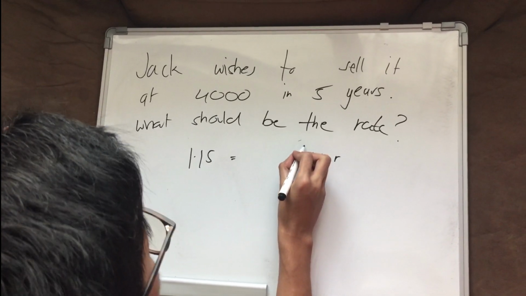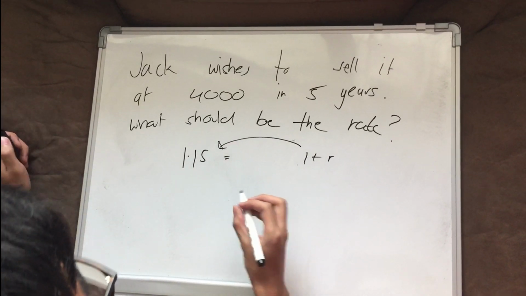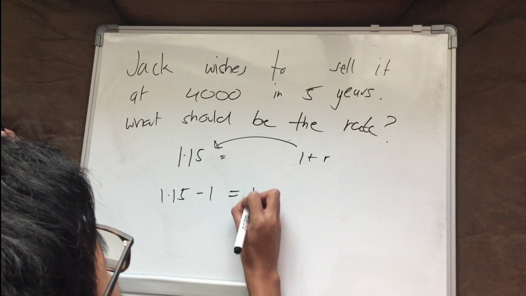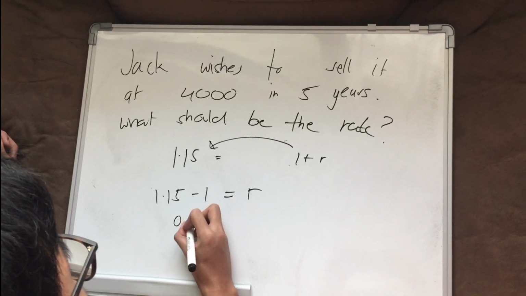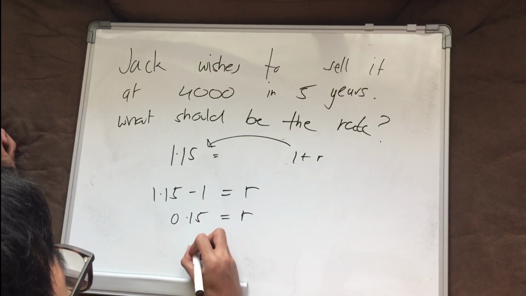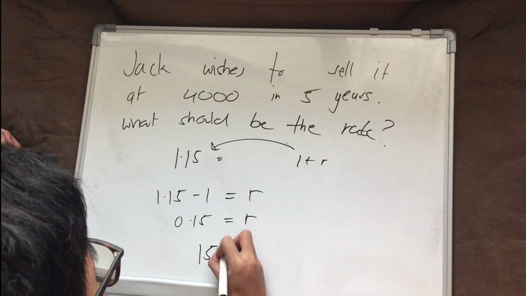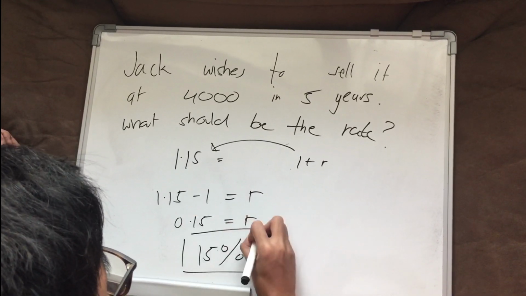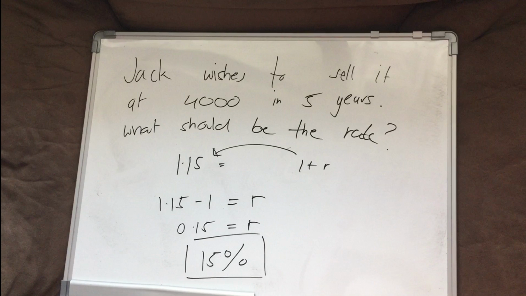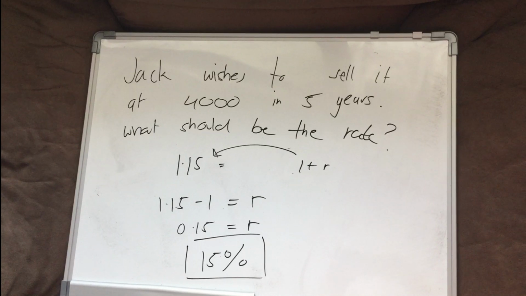To isolate the R from that 1, we're gonna transpose that 1 over to the other side. So it's gonna be 1.15 minus 1 is equal to R, and 1.15 minus 1 is 0.15. And for our final answer, that's gonna be 15%. So now we know our rate is 15%. The rate would have to be 15% in order for Jack to reach 4,000 in 5 years. And that's about it. We hope you learned from the frontliners.